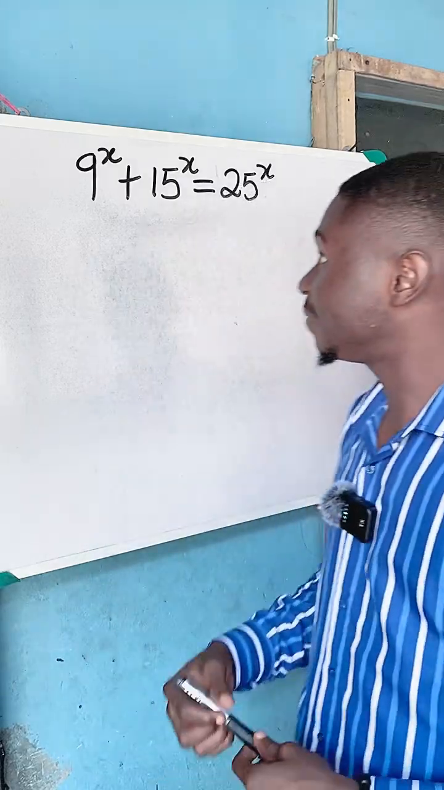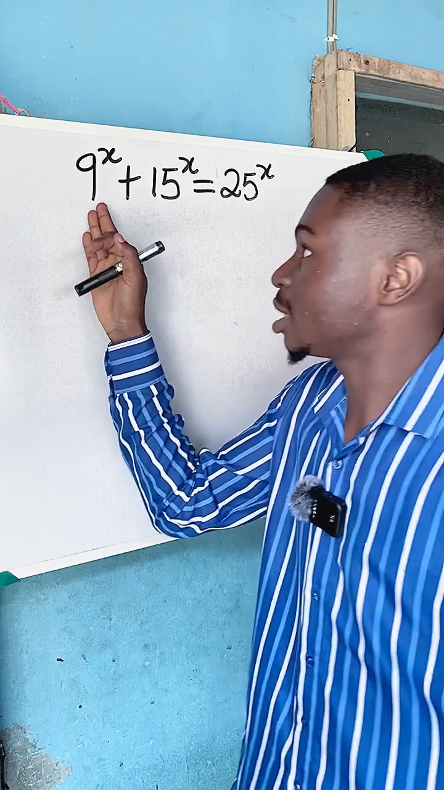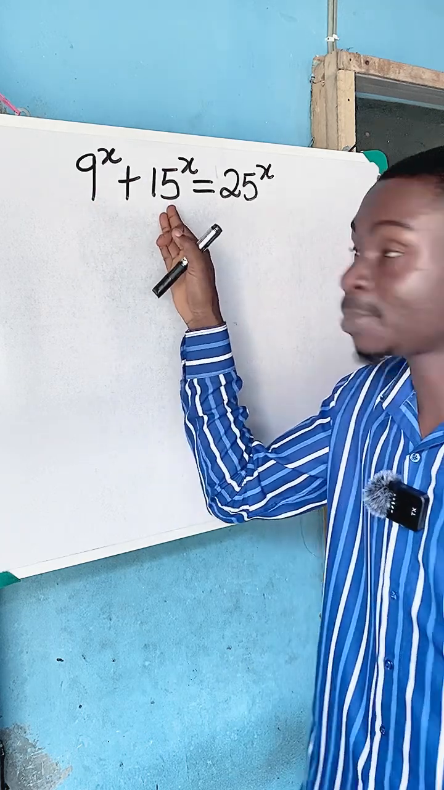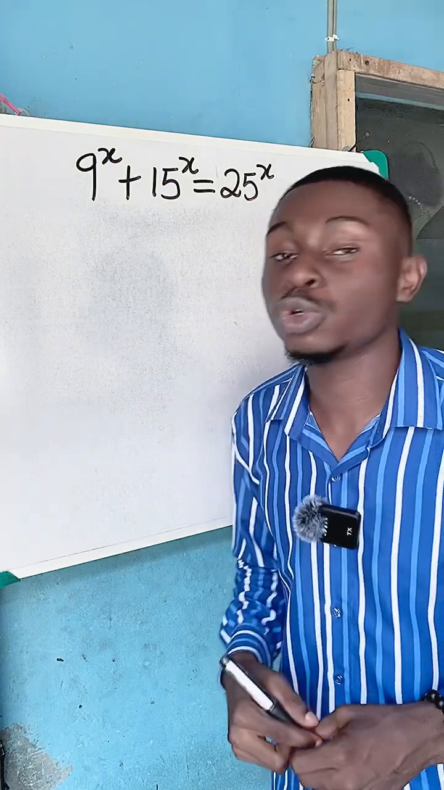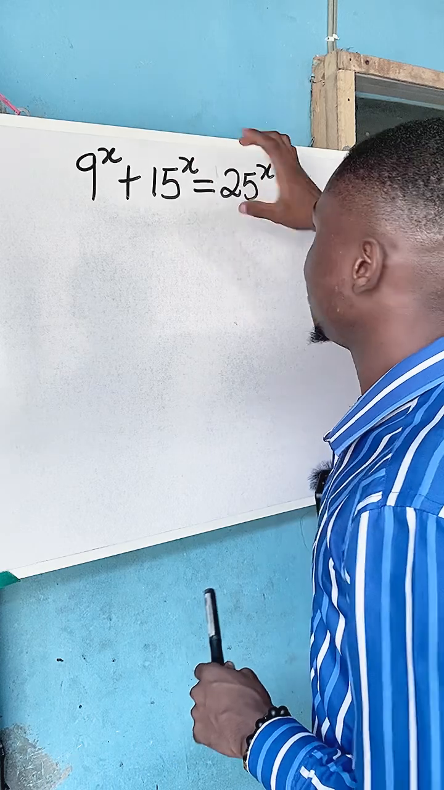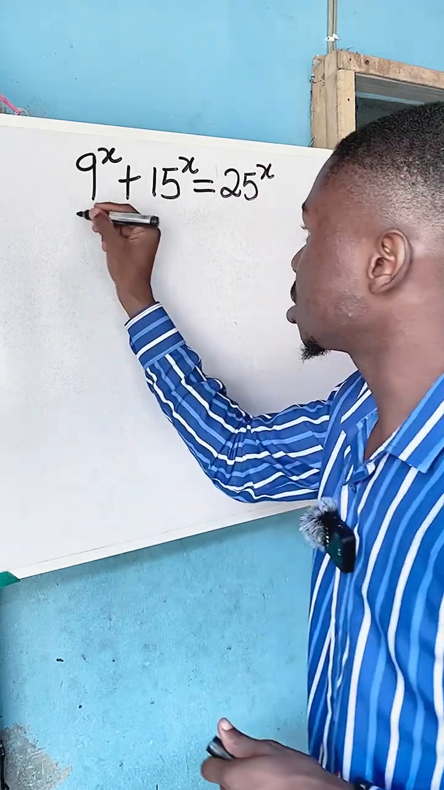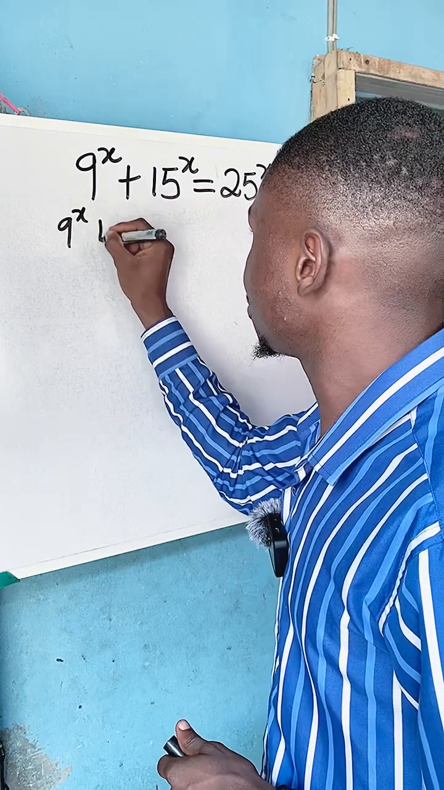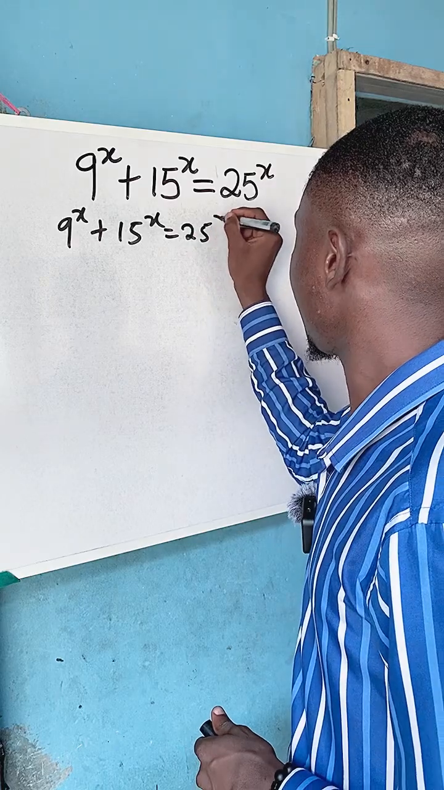Alright, we have an interesting question to solve. We have 9 to the power of x plus 15 to the power of x is equal to 25 to the power of x. To solve this, we are going to divide each of these terms by 9 to the power of x.